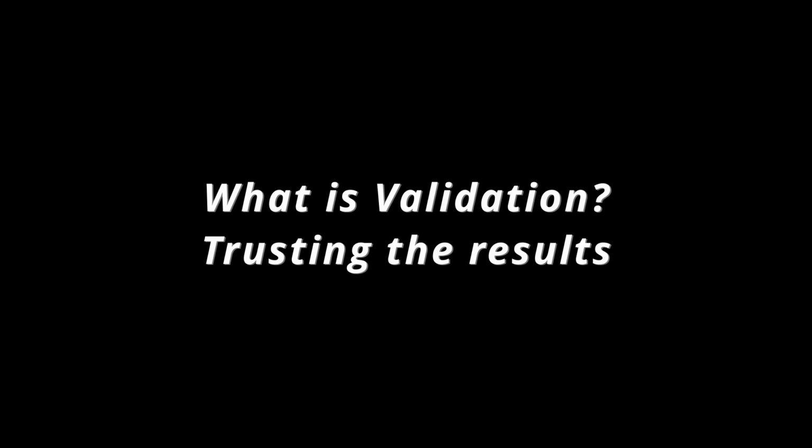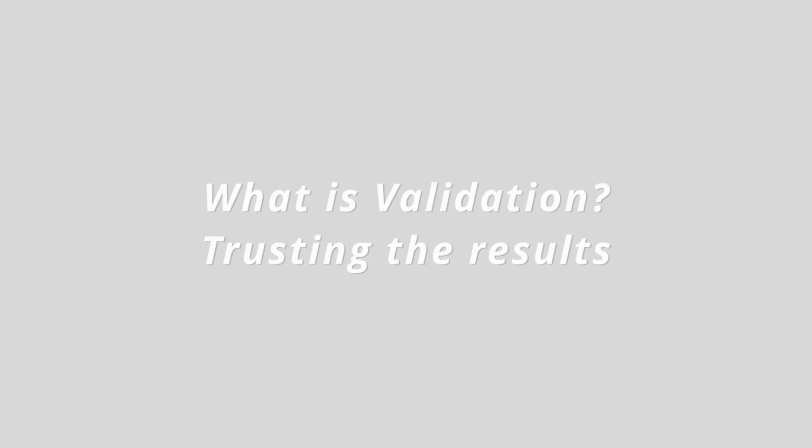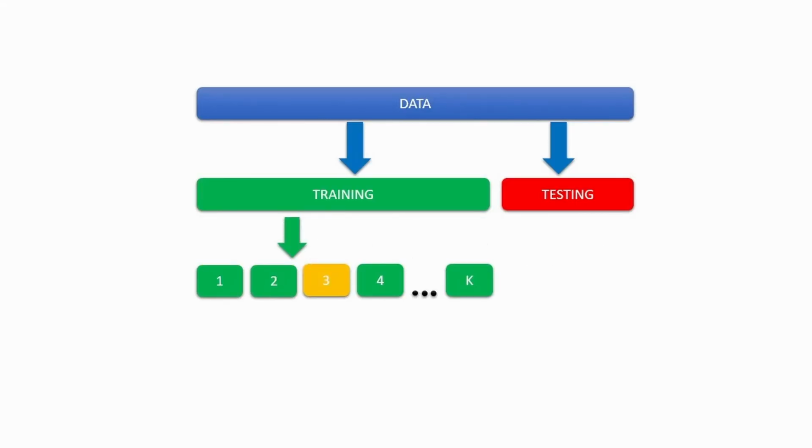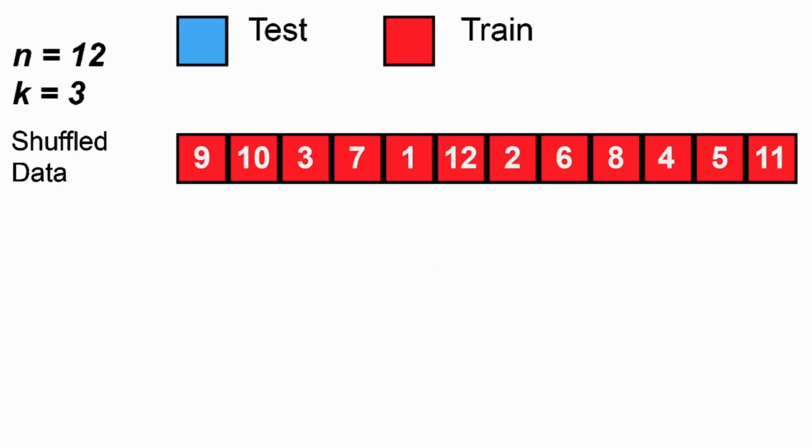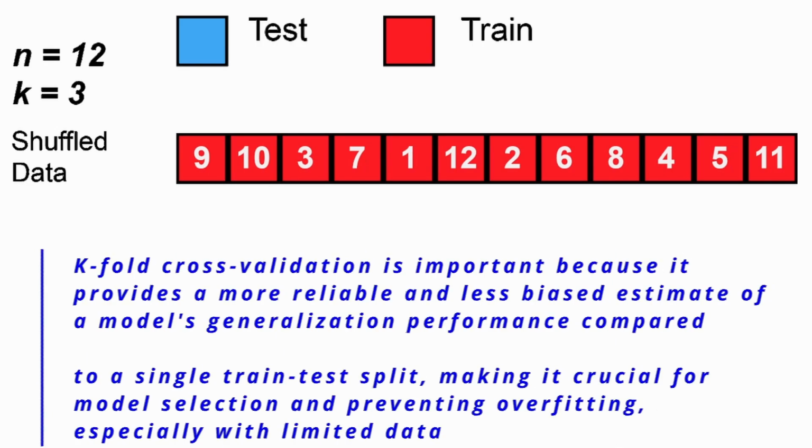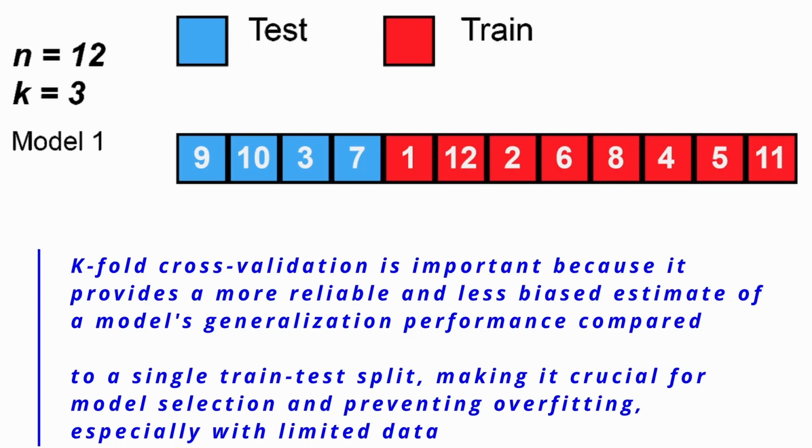Now, the crucial bit, trusting the results. K-fold cross-validation instead of just a single train test split. Why is that better? A single split can just be lucky or unlucky, you know? With K-fold CV, you split the data into K parts, or folds. You train on K-1 folds and test on the remaining one, rotating through until every fold has been the test set once. So every data point gets used for testing.